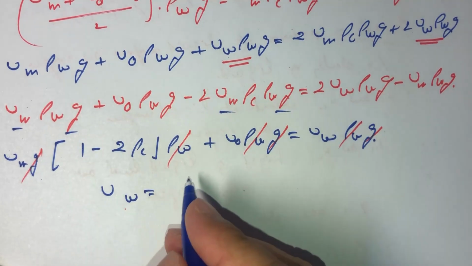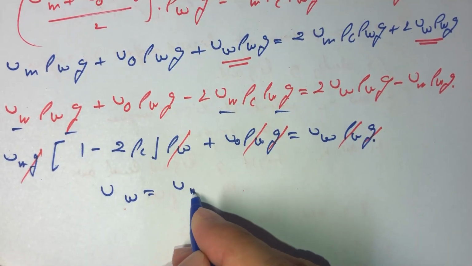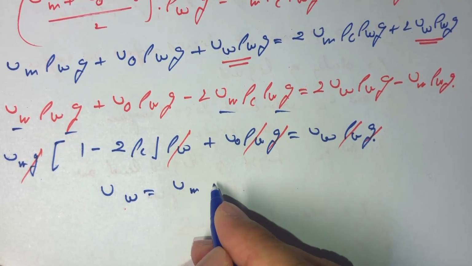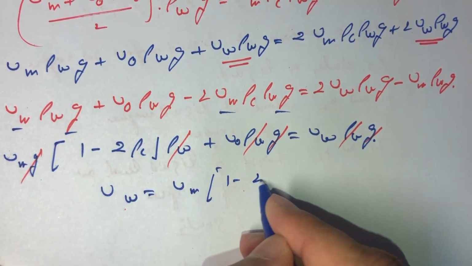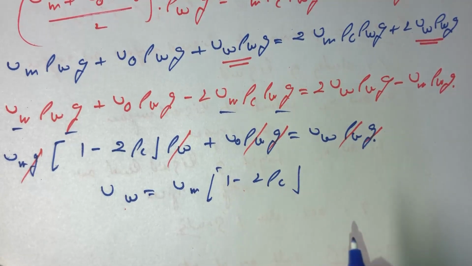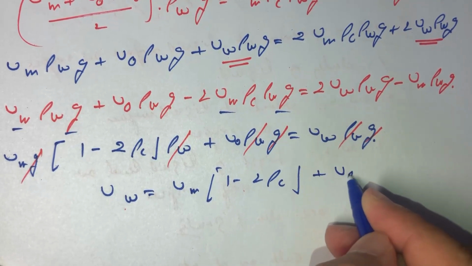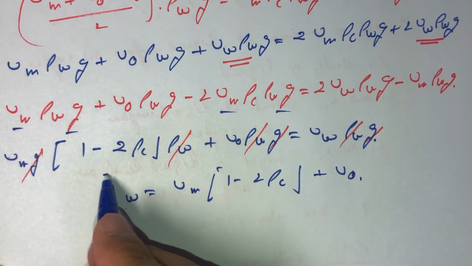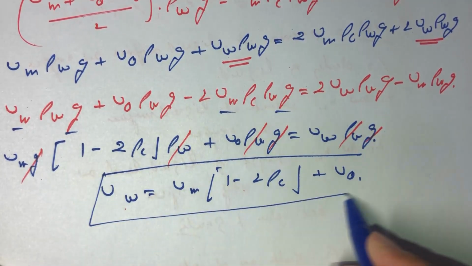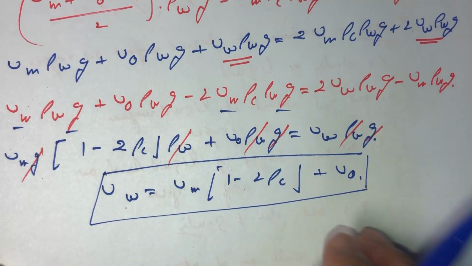Vw, that's the volume of water, will be equal to volume of material times 1 minus 2 rho C, that's the relative density, plus Va, that's the volume of the air. Now we are going to carry the entire discussion based on this equation.